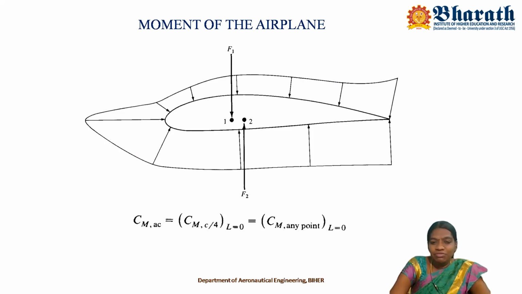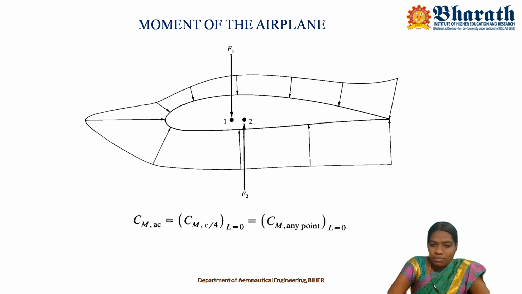Say, for example, F1 and F2 are equal to each other. How about the moment established by these forces? Yes, the moment established by these forces is a pure couple. When it is a pure couple, the moment about any point along the line is equal. So the moment about the leading edge is equal to the moment about the quarter chord point. That's the reason we have equated the moments in this equation.